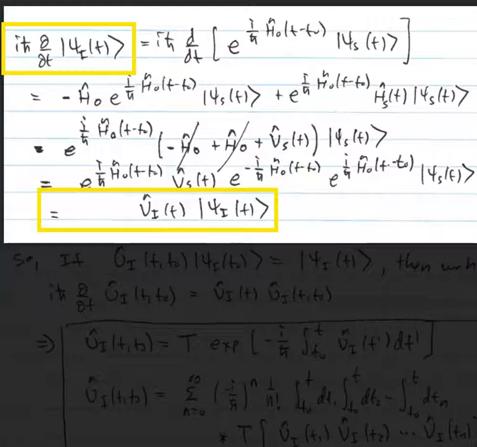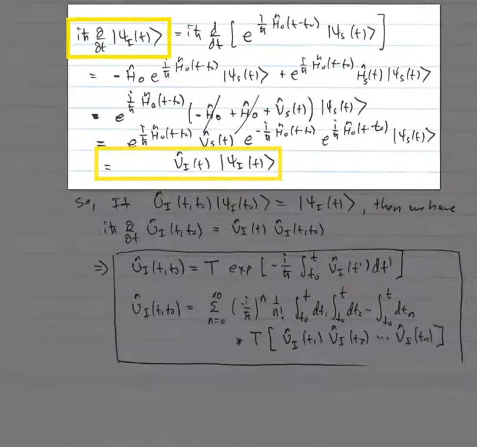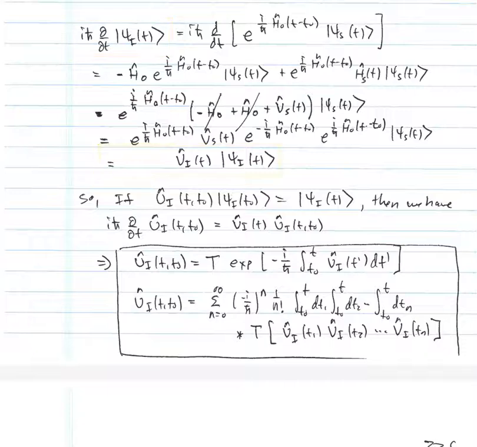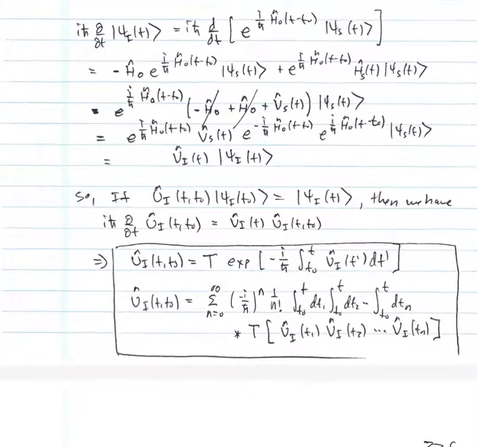iħ d/dt psi_I of t is equal to V_I of t acting on psi_I of t. In many respects, it's looking like we have a time-dependent problem where the time-dependent Hamiltonian is just the potential or the perturbation written in the interaction picture. Okay, we know how to solve those kinds of time-dependent problems.